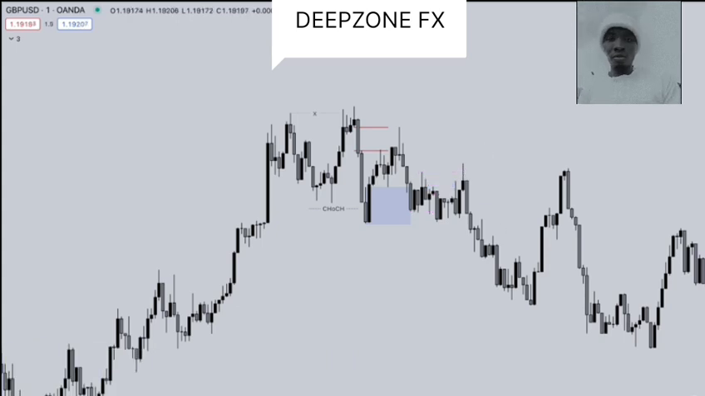So after taking out this high, where is our unmitigated order block, and where is your imbalance? Look at this one, everything is mitigated just above it. So where is our next unmitigated imbalance? Because this one is our highest candle and third candle high is here, because we are in a bearish market. So this is our proper imbalance here.